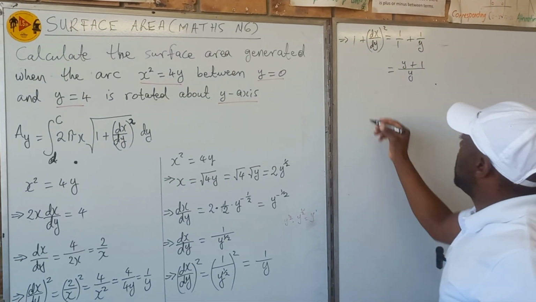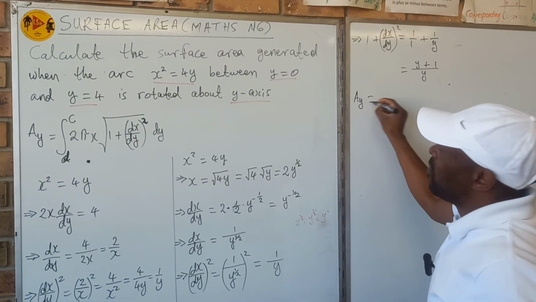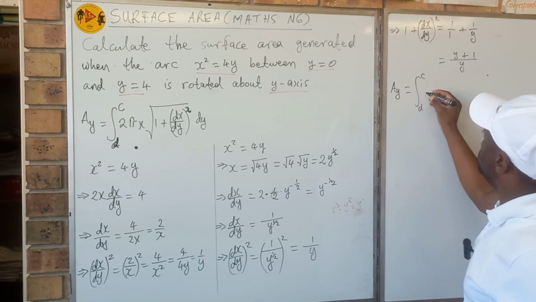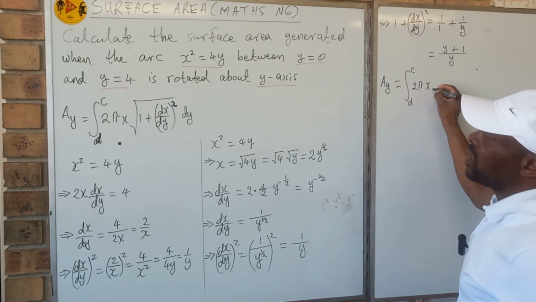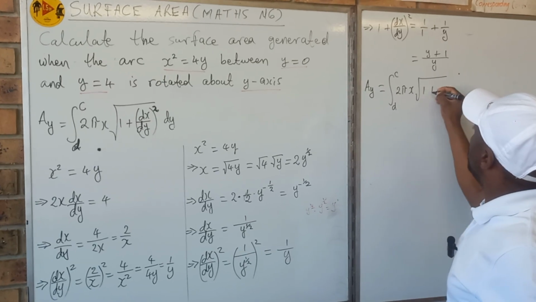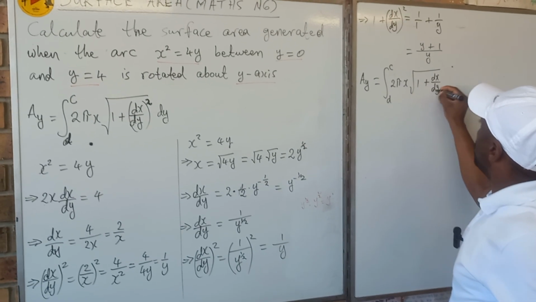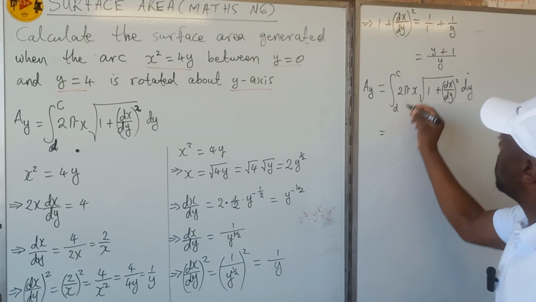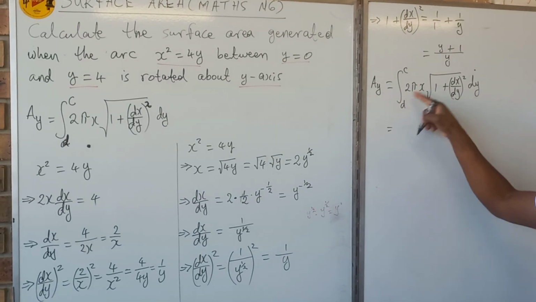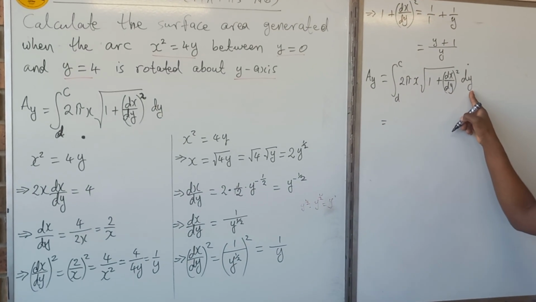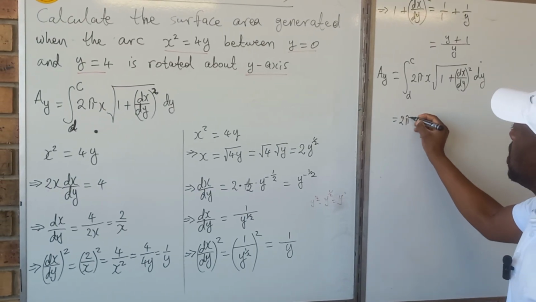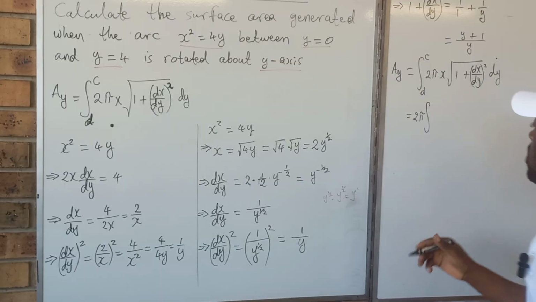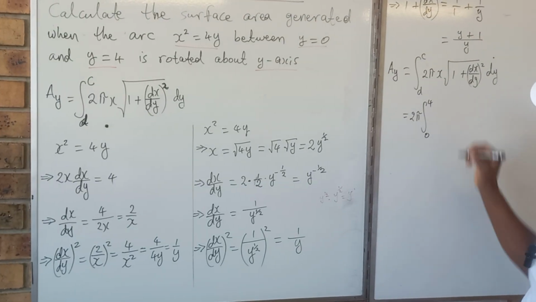So I believe we can now bring the whole formula that we copied from our formula sheet, the integral from c to d of 2 pi x, then the square root of 1 plus dx over dy, or that square, dy. So that's our formula. We start by appreciating the fact that 2 pi is not in terms of y, so that's a constant. We take it out. Our c and d are the limit, 0 and 4. The smaller one down there, the bigger one up.